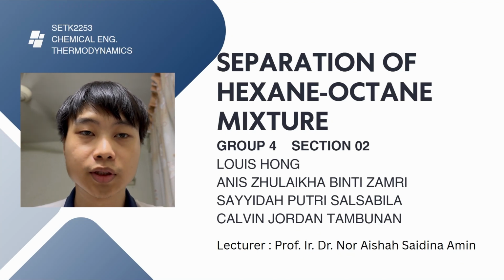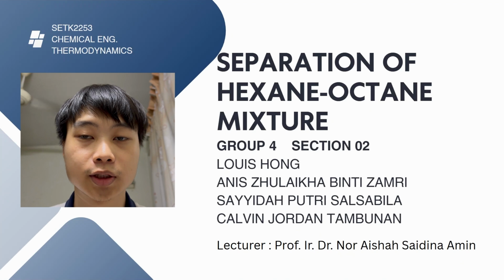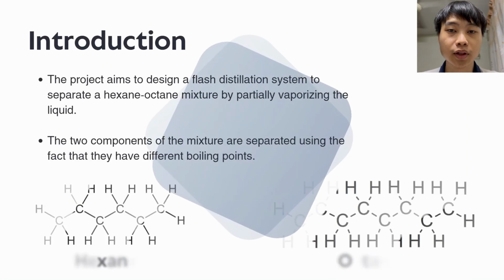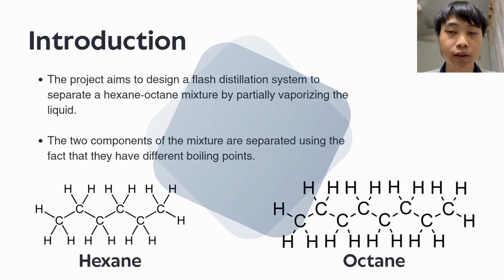We are going to present our project, Separation of Hexane-Octane Mixture. Our project aims to design a flash distillation system to separate a hexane-octane mixture by partially vaporizing the liquid. In flash distillation, a liquid mixture is partially vaporized. The vapor is allowed to come to equilibrium with the liquid, and the vapor-liquid phases are then separated.